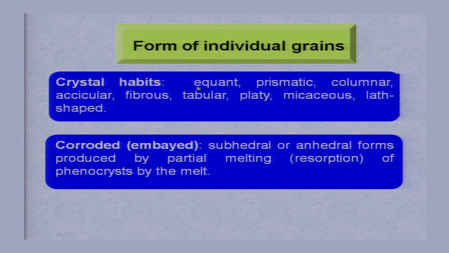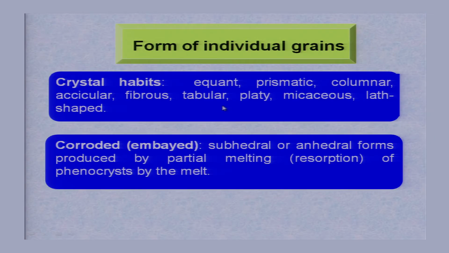The crystals may be equant. Equant means they are equally developed all along the 3 axes A, B, C. Prismatic, columnar, acicular, fibrous, tabular, platy, micaceous, lath shaped. These are the common crystal habits, commonly associated with igneous rocks.